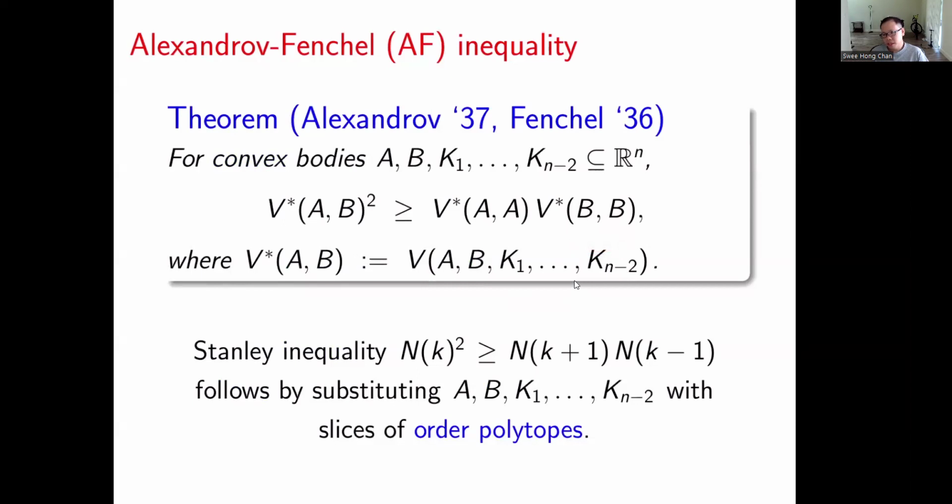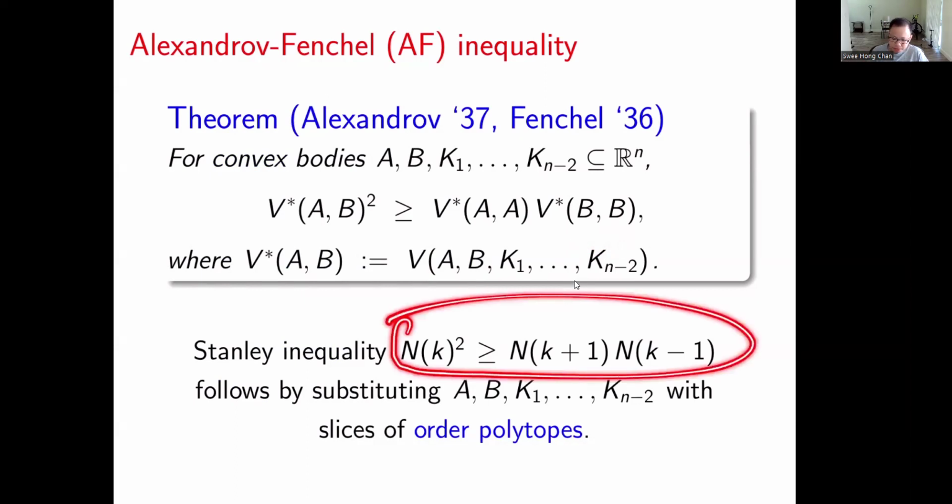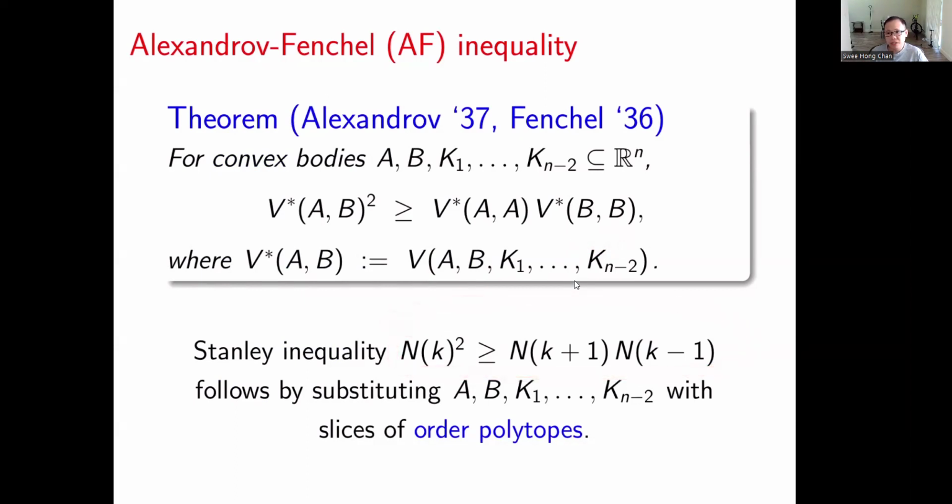And somewhat surprisingly, this inequality turns out to explain a lot of log-concave inequalities in mathematics. In particular, the Stanley inequality that we saw at the beginning is actually a special case of the Alexandrov-Fenchel inequality, when you choose the polytopes from the special family of nice polytopes called the order polytopes. And then this number V(A,B), V(A,A), V(B,B) becomes the number N_k+1, N_k-1. In fact, by using this argument, Stanley proved a much stronger inequality.